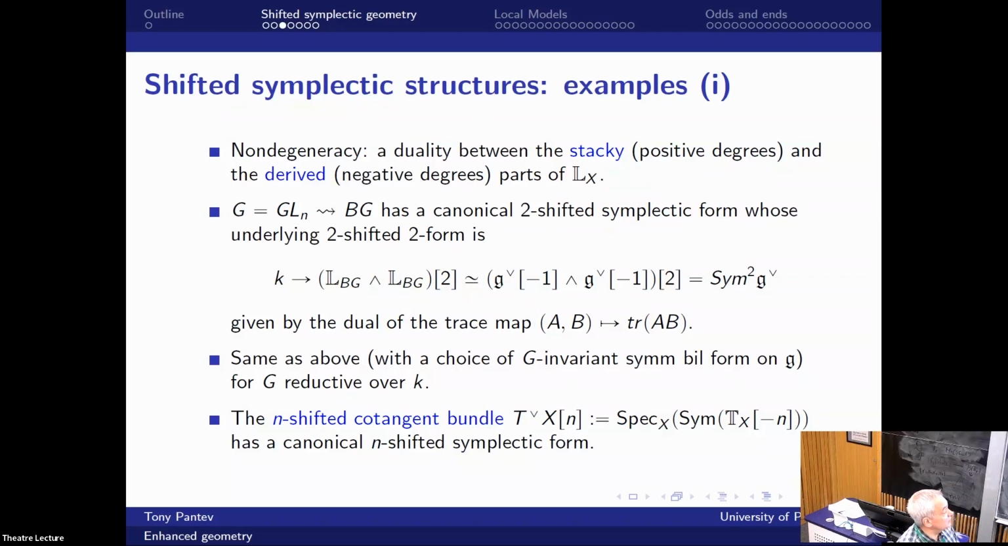And in this case, you can actually check that there is no closing data. The closing data is contractible or trivial. So it is closed. So the Killing form provides a natural symplectic form on the classifying stack of a group, but it's two-shifted.